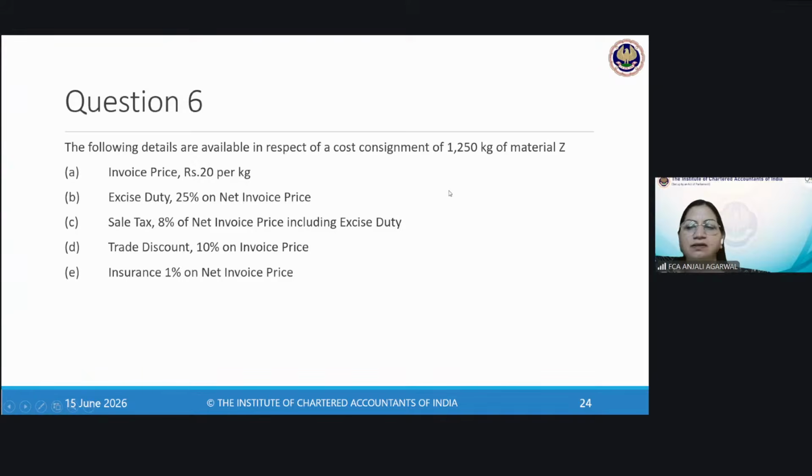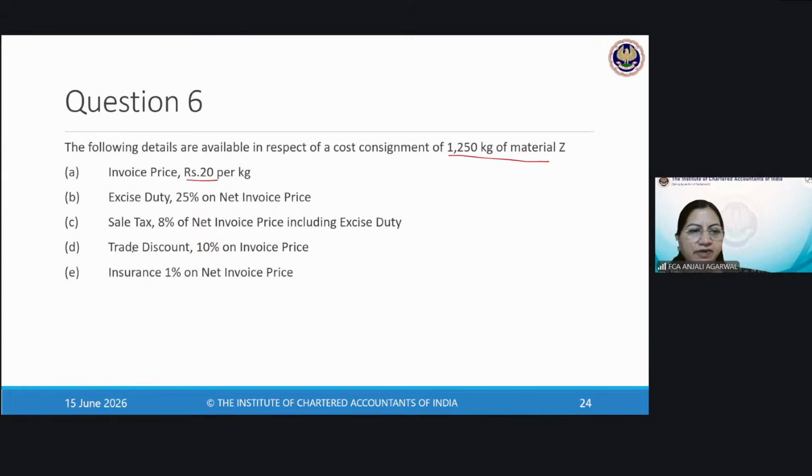In material, what next that we do is we have covered EOQ pre-order levels. That's about how to order, when to order, how much to order. This is a question which I'll explain, which is regarding pricing of receipts. Following details are available in respect of cost consignment of 1250 kgs of material Z. Invoice price is 20 per kg. So your cost would be 1250 into 20.